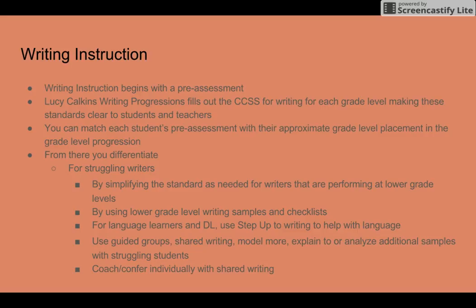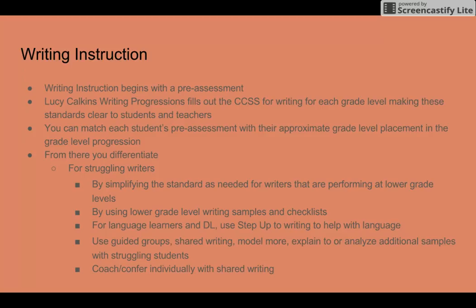For language learners and learners with disabilities, Step Up to Writing can be very helpful with sentence starters, sentence phrases, and structures that are very student friendly in the color coding system. That's an additional scaffold that you can give struggling writers. And also you use a lot of guided groups. You do more shared writing, you model more, and you explain to them and analyze additional samples. So just helping them more, and using simpler standards and simpler texts as exemplars.